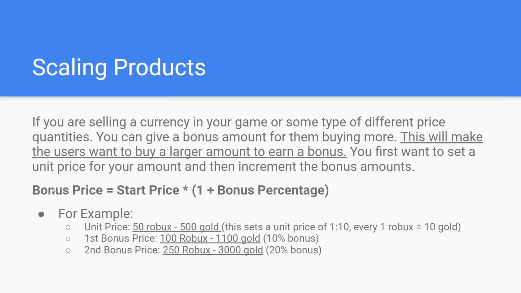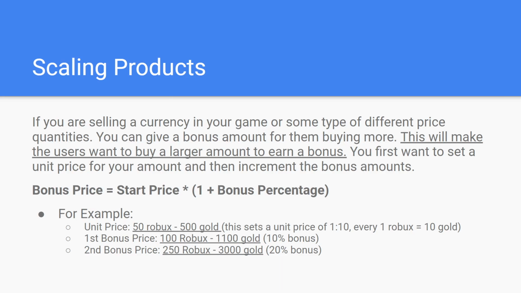I set this little example here if you want to use this formula. And also I put some examples. So for example, if you have 50 Robux and you want to buy 500 gold, that would be our unit price. So this sets a unit price of 1 to 10, which means every 1 Robux is going to equal 10 gold. So this is just an example. You don't definitely have to use gold or anything like this.